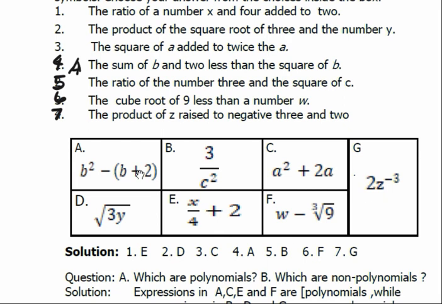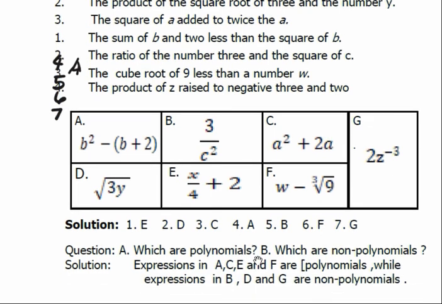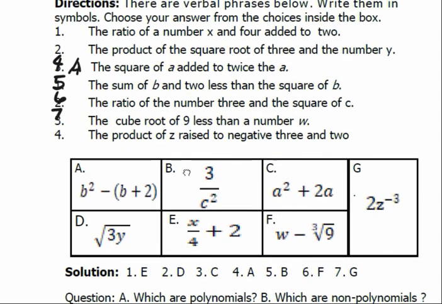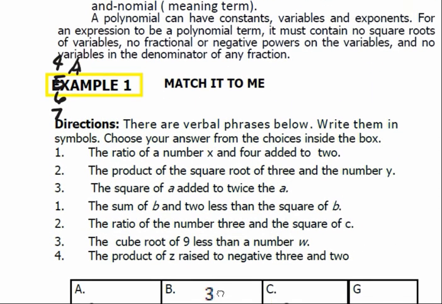Okay. Now we have to identify which are polynomials, and for letter B, which are non-polynomials. So take note, letter A is a polynomial. All the exponents of B are positive. Okay. There is no cube root or square root. Then for letter B, is letter B a polynomial or not? Well, b has a negative exponent.